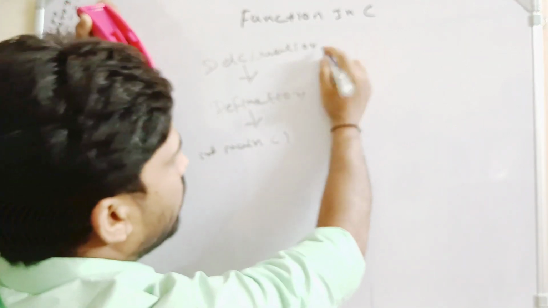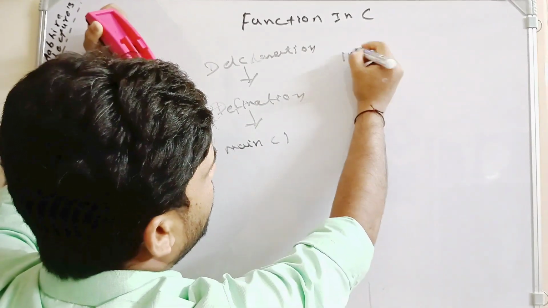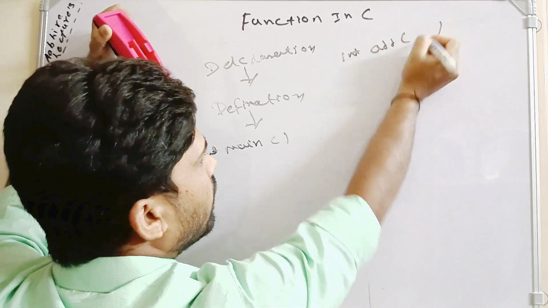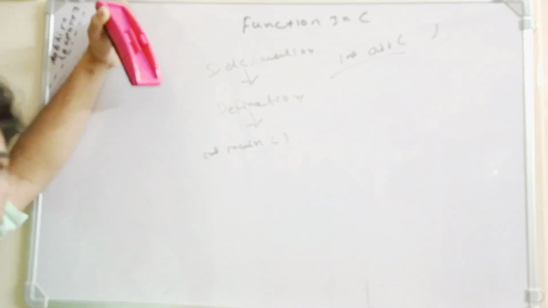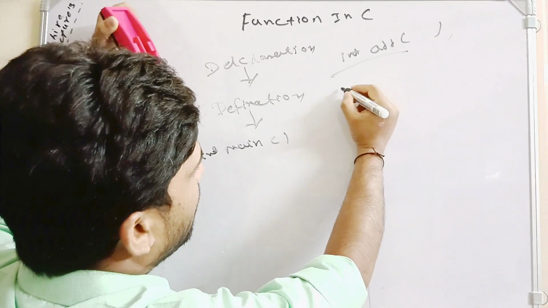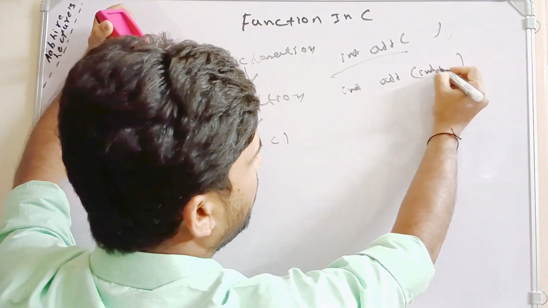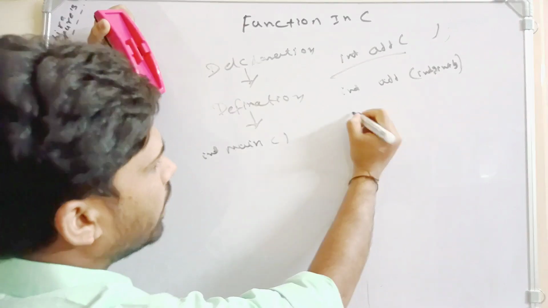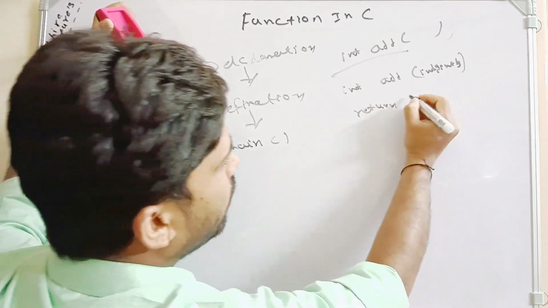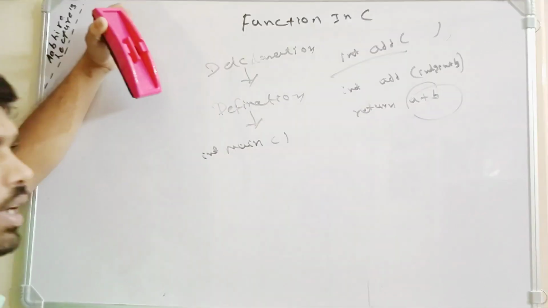In the declaration we have to declare the function which we create in the function definition, suppose add. In the definition we have to write the logic of what we are doing. Suppose int add with arguments int a and int b, and the return value is a plus b. So here we write the logic, do the addition and give the result.